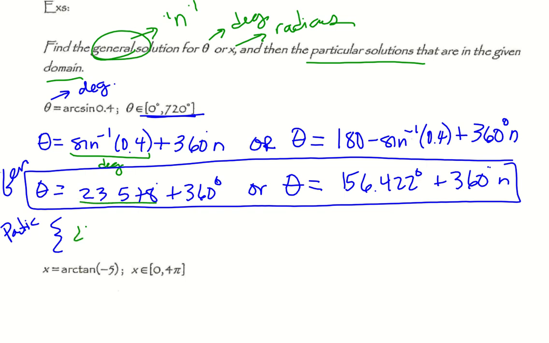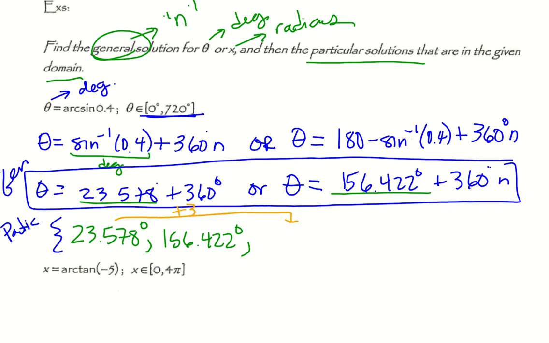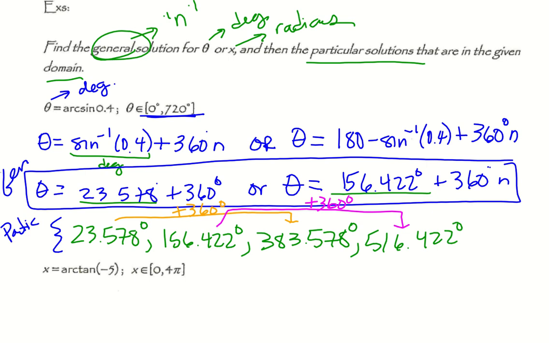Now for the particular solutions that fall between 0 and 720, we're going to take our 23.578, that's one of our solutions. And then we're going to take our 156.422. That's a solution. Both of those fall between 0 and 720. Then if we take our 23.578 and add 360 to that, we end up with 383.578 degrees. And if we take our 156.422 and add 360 to that, we get 516.422. If I were to add 360 to either of these numbers, that would take me over 720. So I stop, and these are my particular solutions.